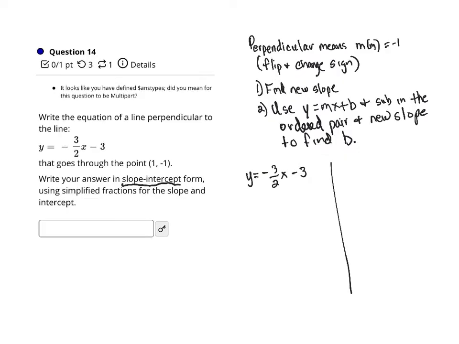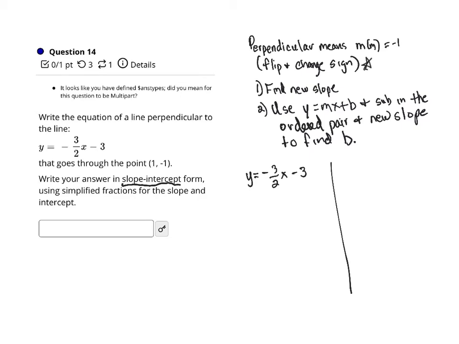Now they're asking for an equation of the line that is perpendicular to the line y equals negative 3 halves x minus 3. Now, when you have the same slope, you have parallel lines. For perpendicular lines, you would multiply the slopes of your old equation, your new equation, and get negative 1. Well, that sounds a little confusing. So all you really have to do is flip the slope and change the sign.